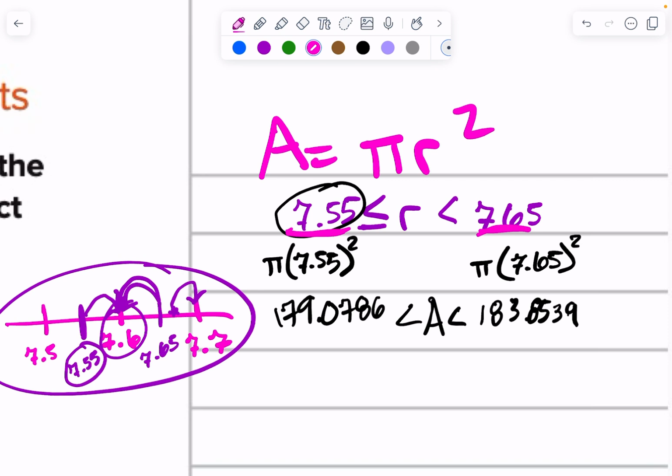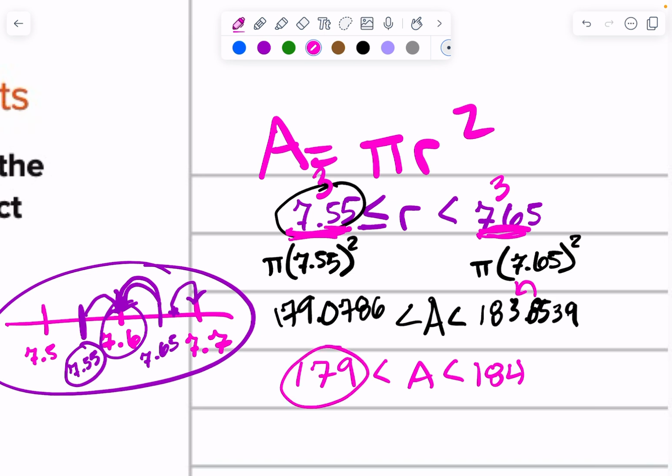Now, pi has an infinite number of sig figs, right? Like pi goes on forever, but the minimum number of sig figs that I have, and I'm multiplying again, so I don't go off of decimal places. This has 3 sig figs and 3 sig figs. So I'm only allowed to use 3 sig figs in my answer. And so this guy is going to be 179. And this guy is going to be 184 because that 8's going to round him up. So at the bare minimum, my area is 179, and at the maximum, my area is 184.